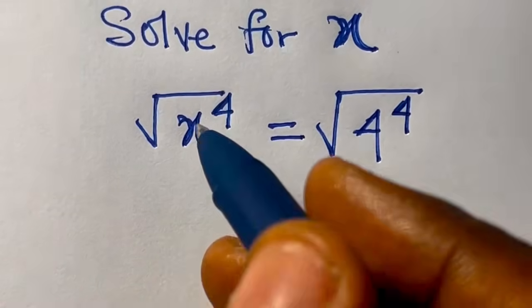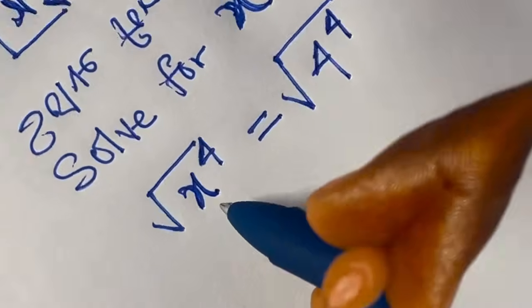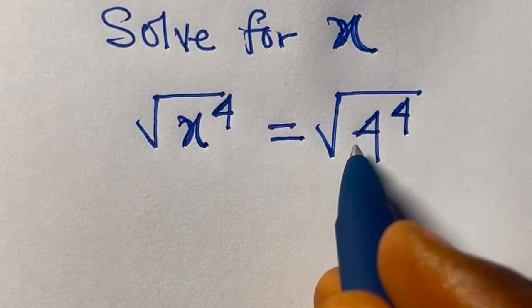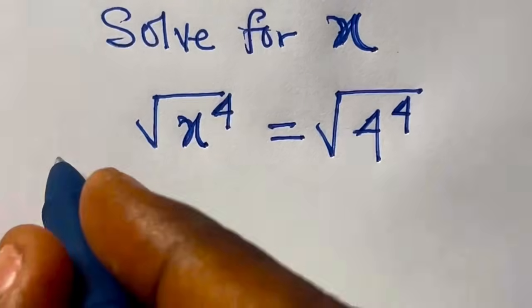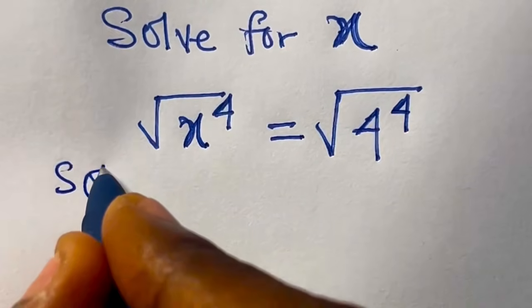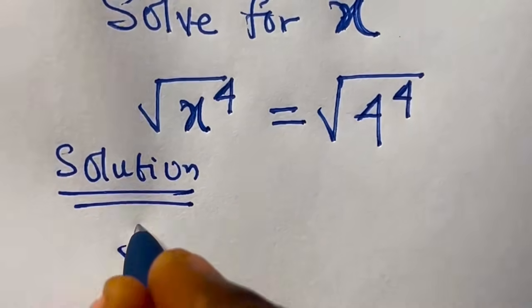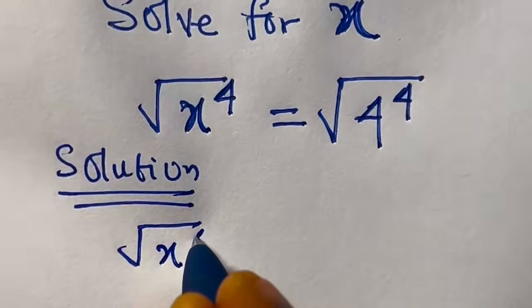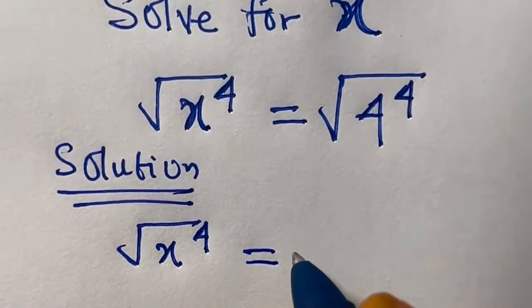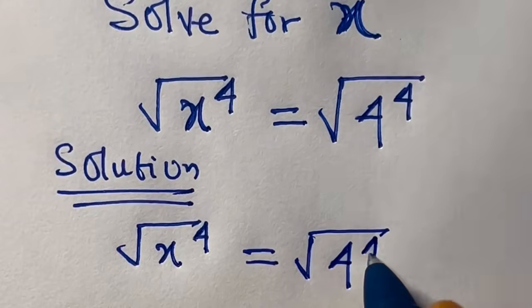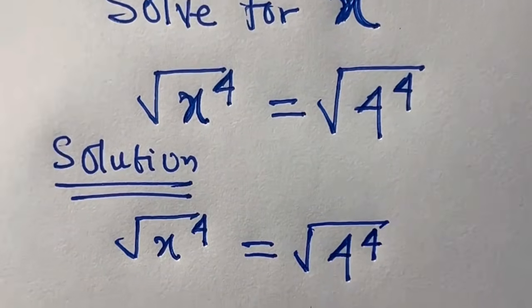Hi guys, we want to solve for x in the square root of x raised to power 4 equals the square root of 4 raised to power 4. That's the problem. What do we have? We have square root of x raised to power 4 equals square root of 4 raised to power 4, right?